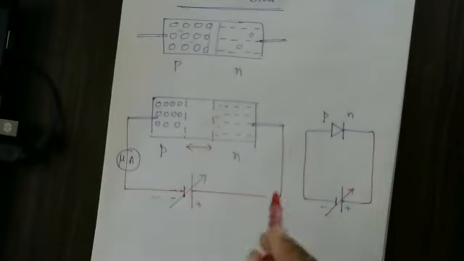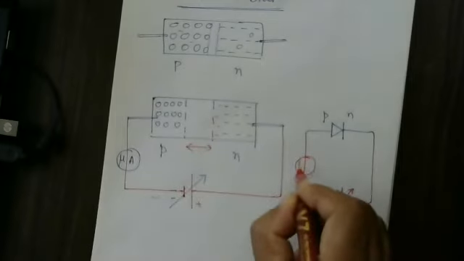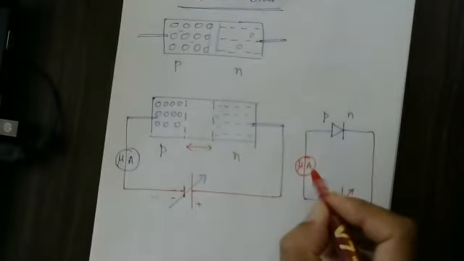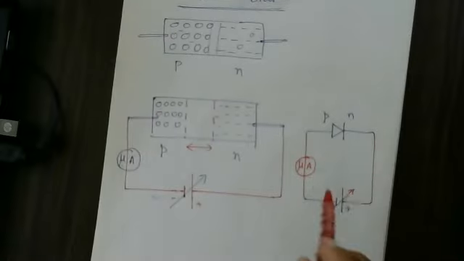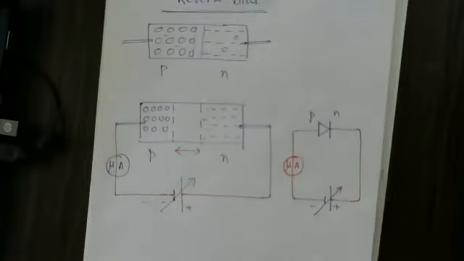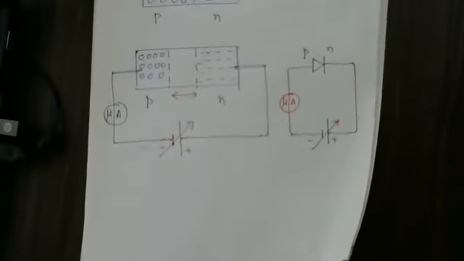This is reverse bias. Here we are going to connect a microammeter. The current flowing is a very small quantity, whereas in the case of forward bias, the current flow is a larger quantity. In the case of reverse bias, the current flow is a smaller quantity. Hence we are connecting a microammeter here. Now what is happening here? This is the reverse bias concept.